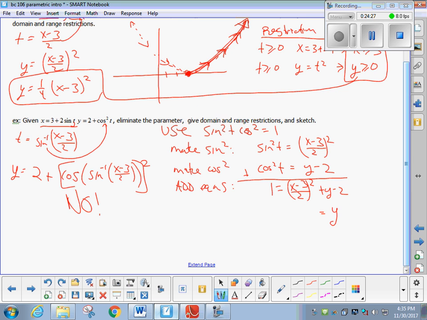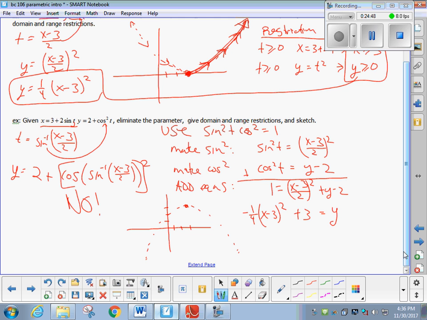If I were to put this in a little more friendly fashion, I might leave y on that side. I'll move this side over and I'll call it negative 1/4 if I square the denominator, (x minus 3) squared plus 3. That's not too bad. I can see that that is a parabola shifted right 3 and up 3 and opening down.